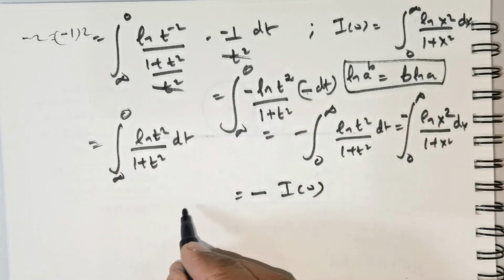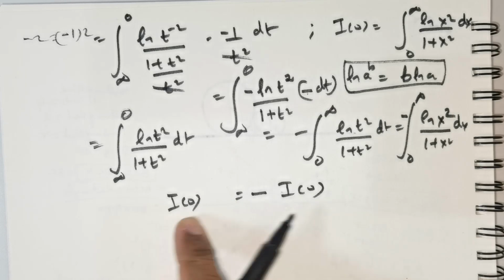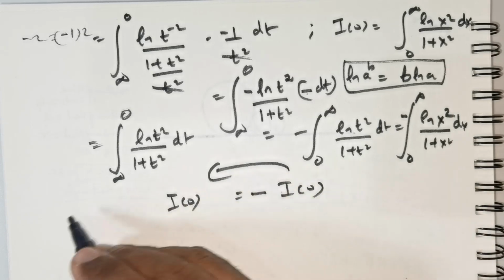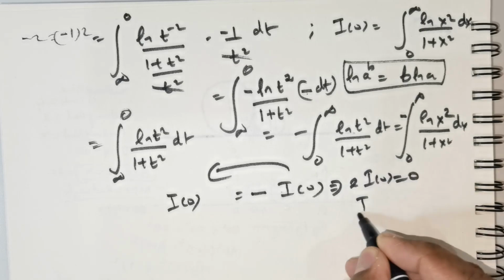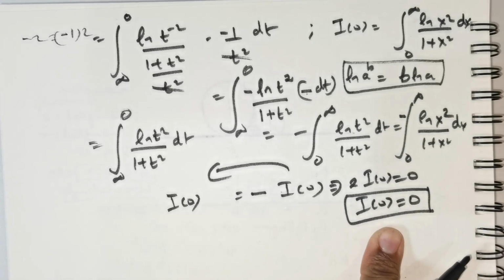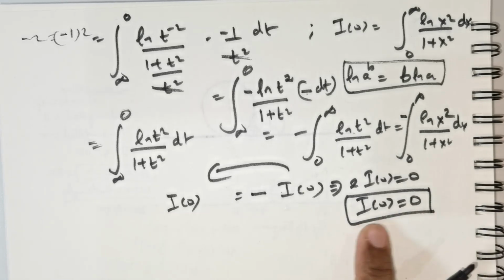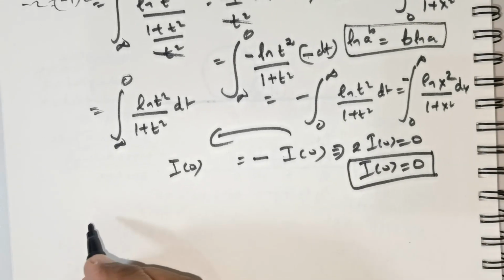But what do we have on the left hand side? On the left hand side we started with I of 0, right? So what exactly this means? Pushing this to the other side, this would mean 2 times I of 0 is equal to 0. Therefore I of 0 is equal to 0. So this is the boundary condition that we have obtained, and we will be utilizing this condition. So this is important. Now let's jump back to the system that we started with.